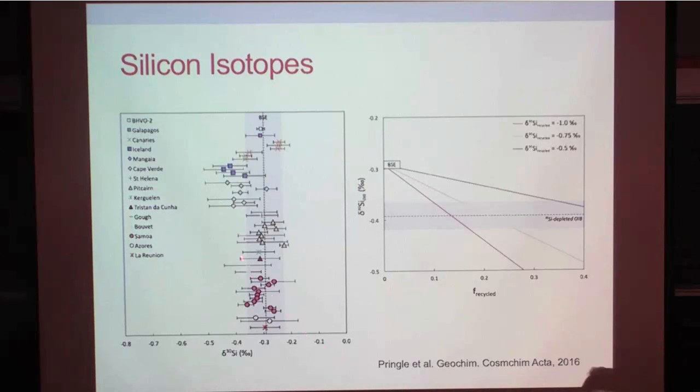Even more recently, we're starting to see some variation in sulfur isotopes. Here's Mangaia again. Remember, Mangaia is one of these high-mu islands. And Iceland, and which one is that, Cape Verde. Some of these suggest some real fractionation in sulfur isotopes, and the sort of amount of recycled material you might need to explain this.